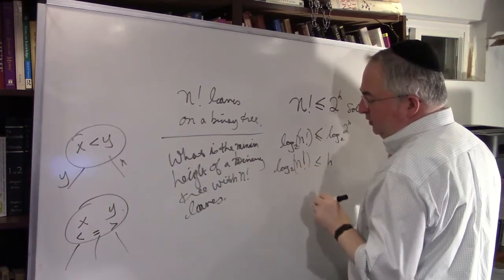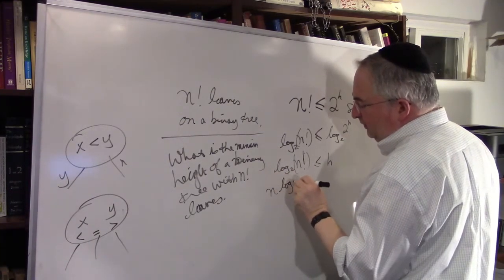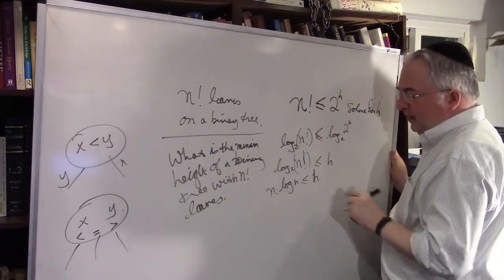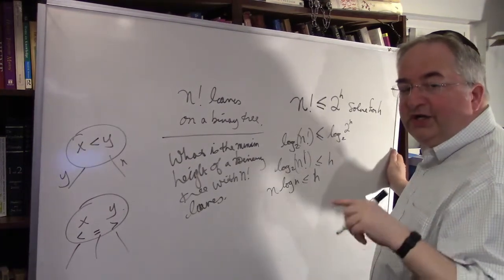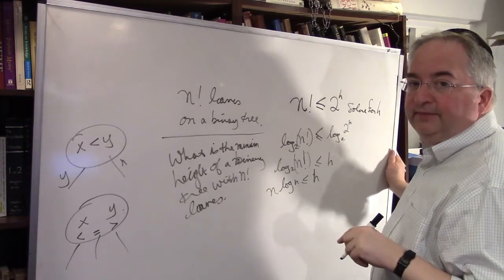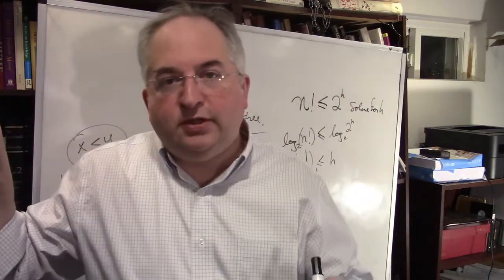Okay, and that turns out to be n log n. H is less than n log n. I'm sorry, n log n is less than h, which means you're not going to get a height of a tree smaller than n log n. Okay? You're not going to get the height of the tree smaller than n log n.